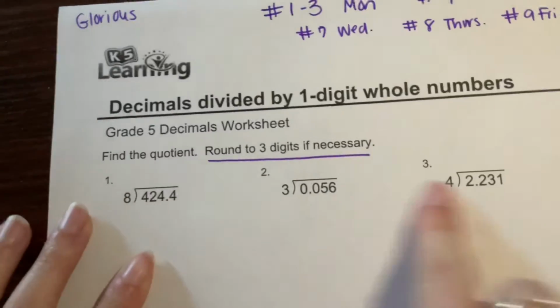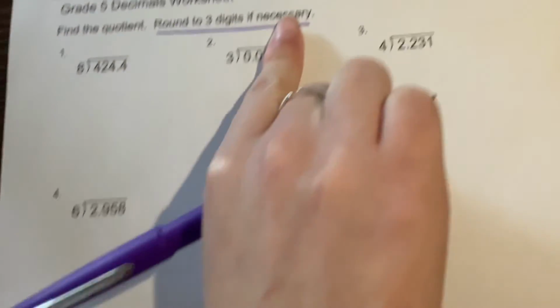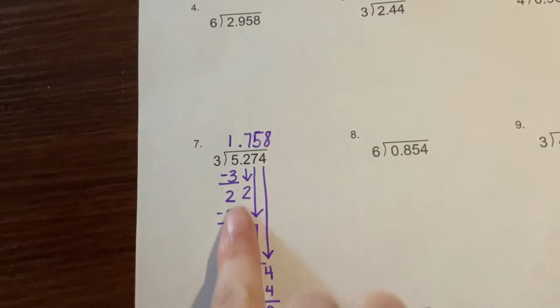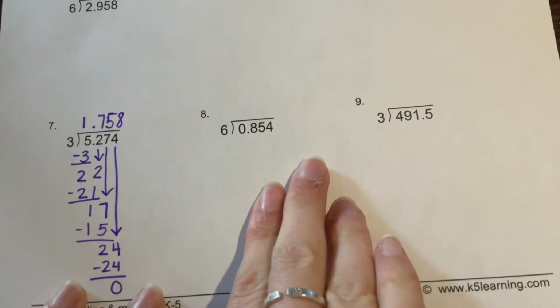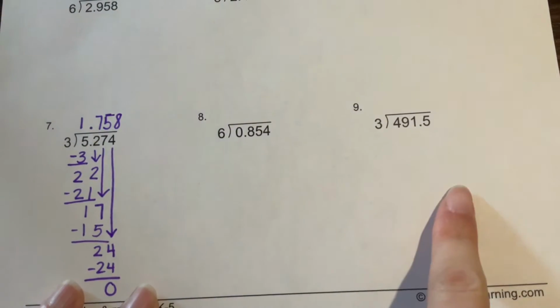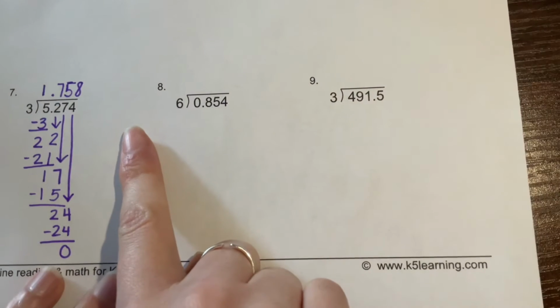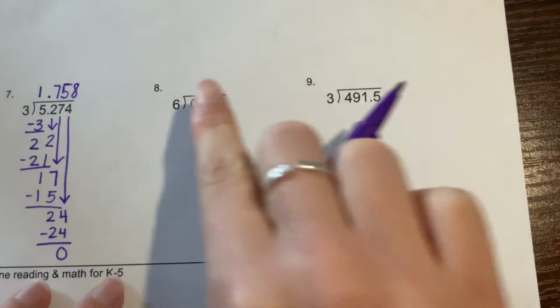Sorry, my paper got stuck. Now please get this page out. Decimals divided by 1-digit whole numbers. Again, you should have completed this with me on Monday, this with me on Tuesday, this with me yesterday, and then this and this you should not have completed. If you have completed this and this, you have not followed directions. Okay, your sub can pause this if she needs to, but you should have this.